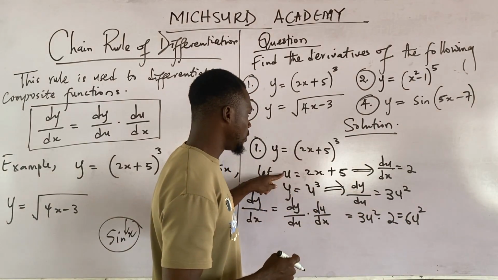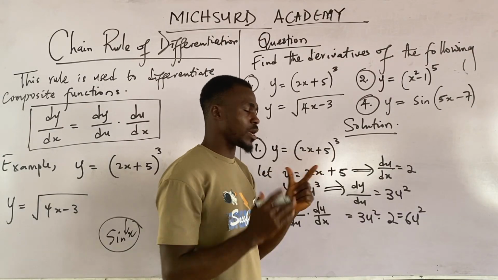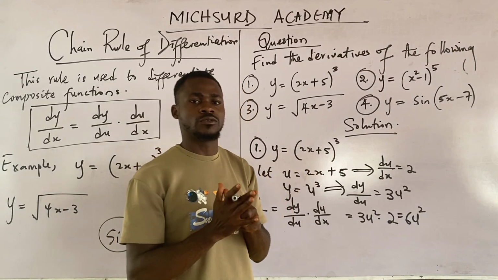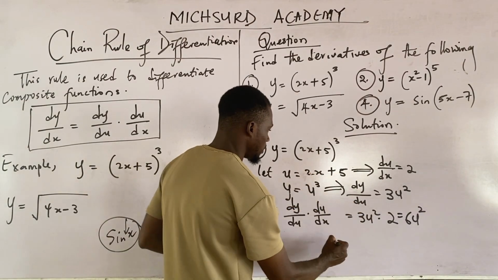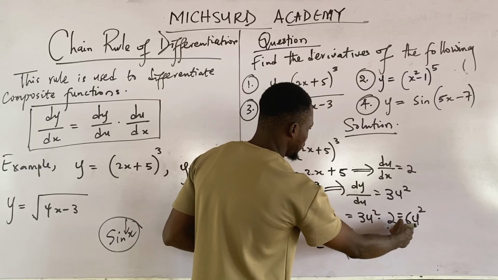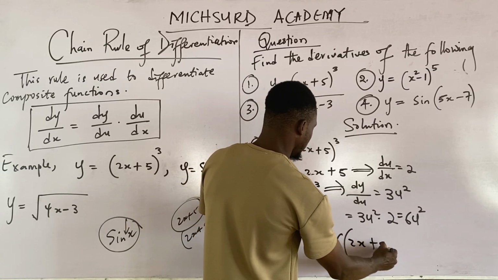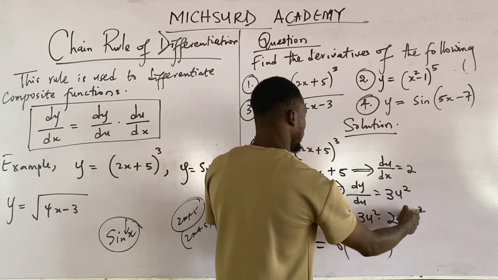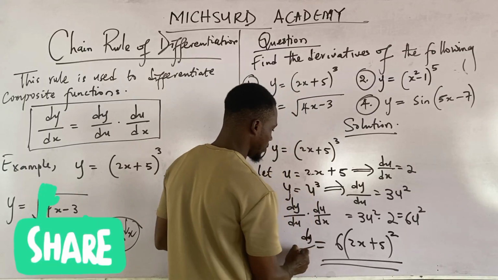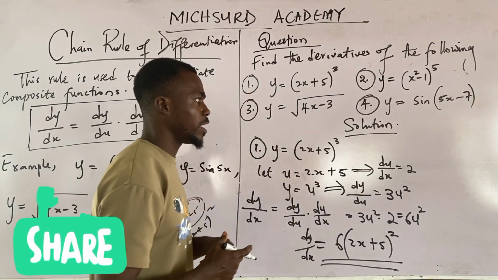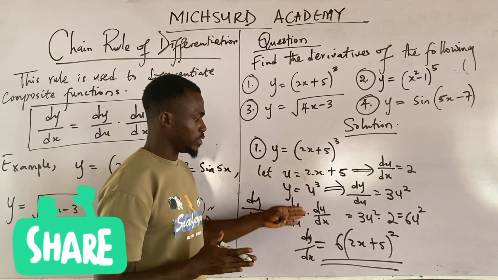But remember, this u was not in the question. So we are the ones that introduced u to be equal to this so that we can simplify and make use of the chain rule formula. So we are going back to the value of u to substitute so that the answer will be 6. Then u is 2x plus 5, all raised to power 2. So this gives us our dy/dx. So that's how we get the derivative of the function. So with this, we have gotten that.